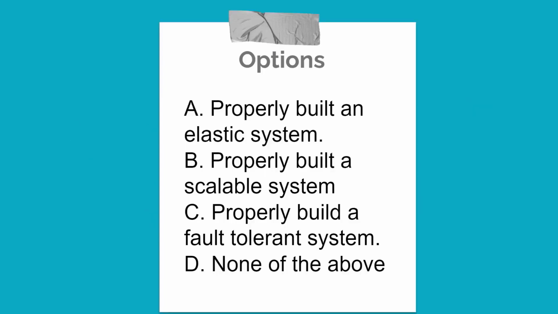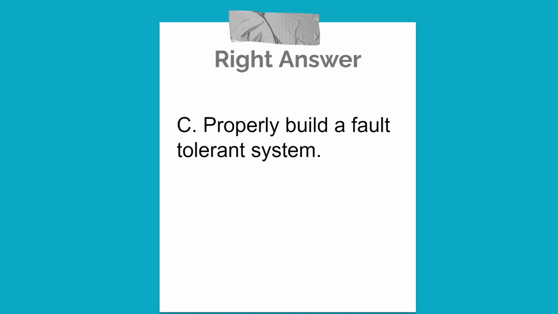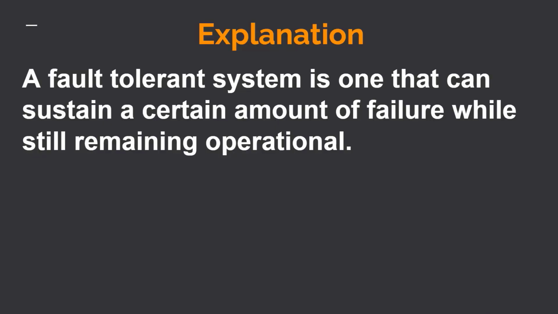Option A. Properly built an elastic system. B. Properly built a scalable system. C. Properly built a fault-tolerant system. D. None of the above. Right answer is C. Properly built a fault-tolerant system. Explanation. A fault-tolerant system is one that can sustain a certain amount of failure while still remaining operational.